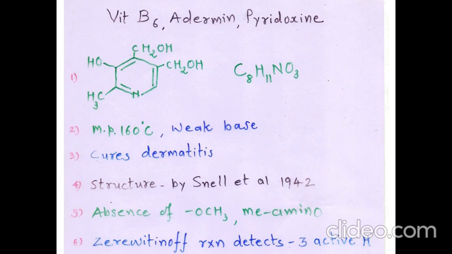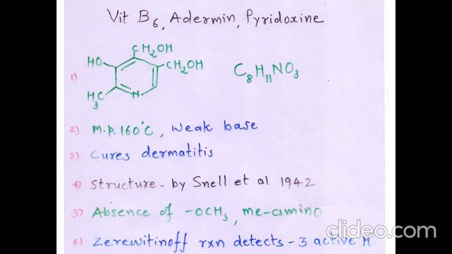Point number 1, the structure of vitamin B6 is given. Its molecular formula is C8H11NO3, and in the structure you will see the pyridine nucleus is there. Position 2 is with a methyl group, position 3 is with OH. Two more CH2OH groups are there at positions 4 and 5.